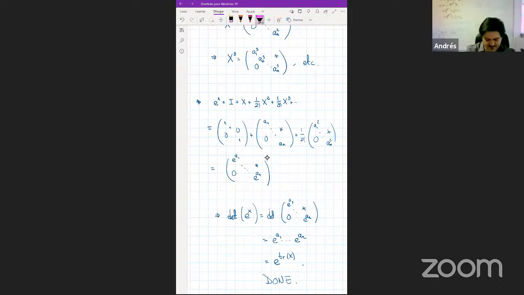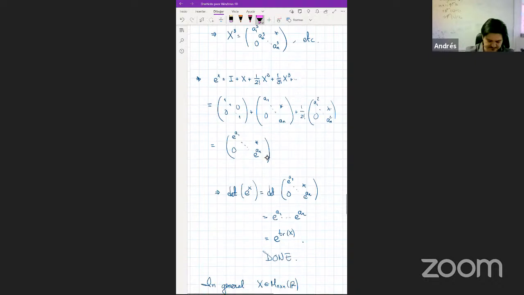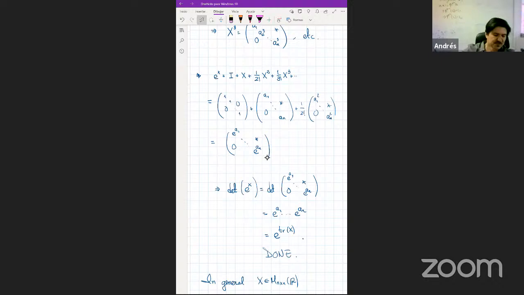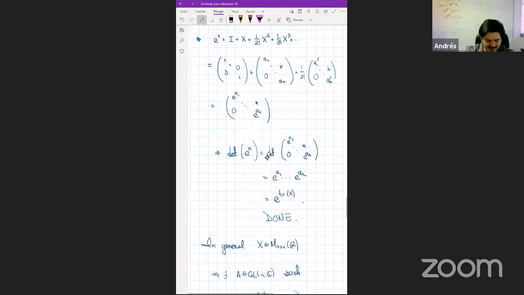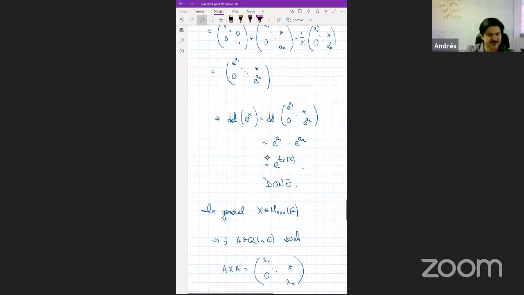Now, here it is important to look at the following, because there is something very technical, and I want you to be aware of this. So now I'm going to take any x whatsoever. And what you know from linear algebra is that you can make x into an upper triangular matrix.